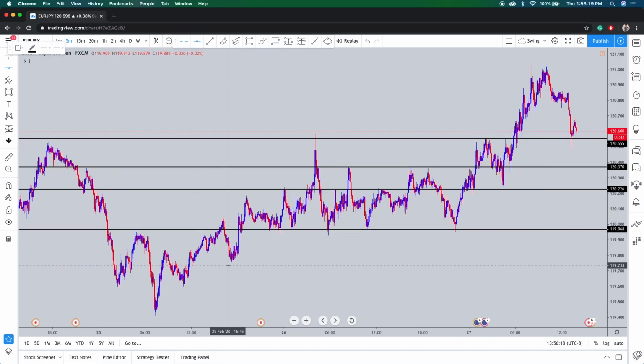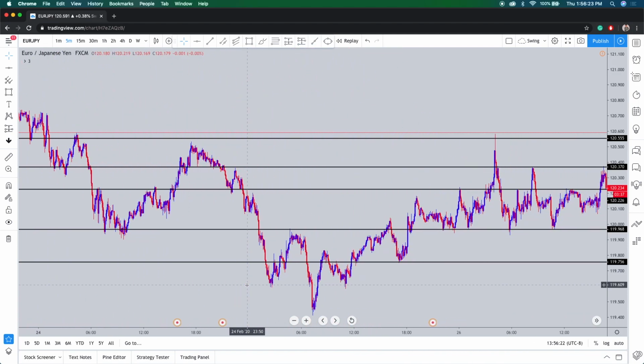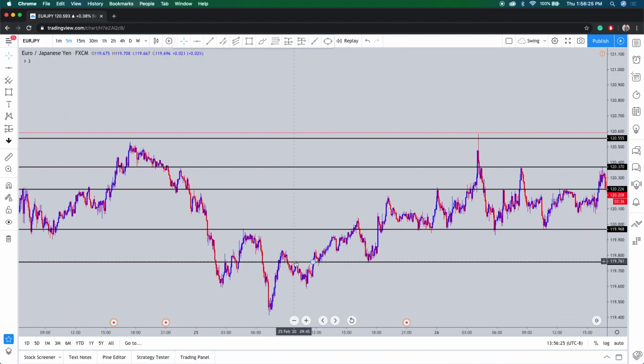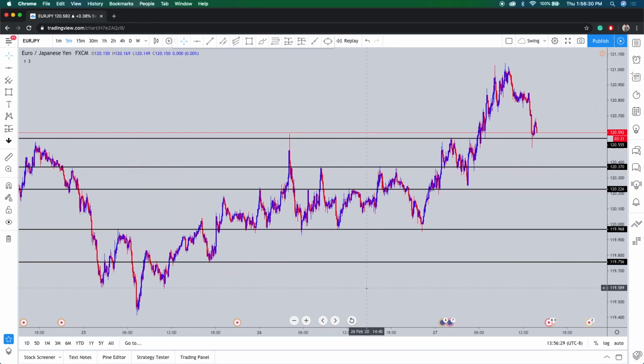Let's see, maybe this might be a level. Let's see. Maybe. We'll keep it. It interacted with it a few times. Yeah, look at this. Boom. Nice and beautiful. We tested out a few, found some that worked. So for scalpers, that's how I would say to do it.